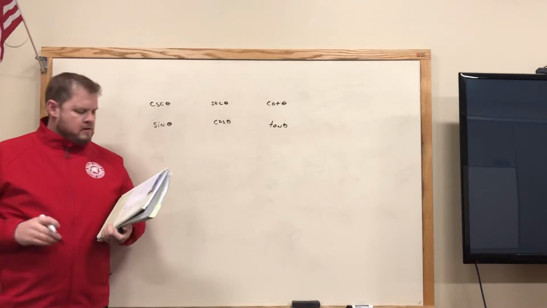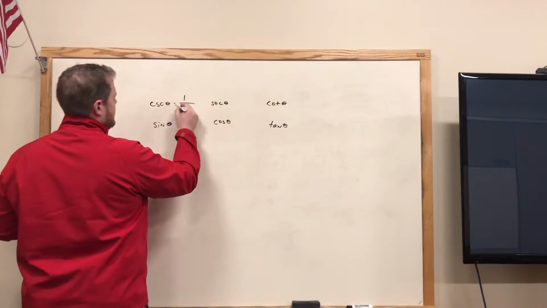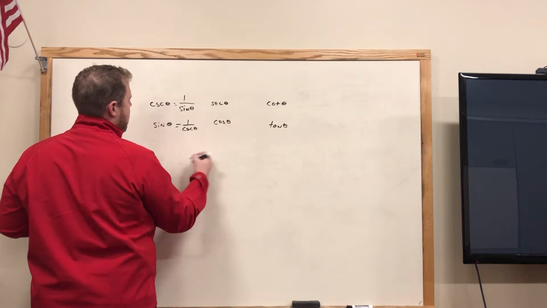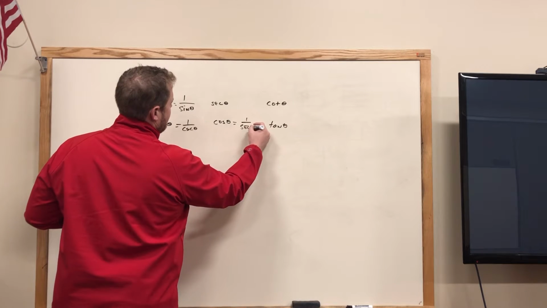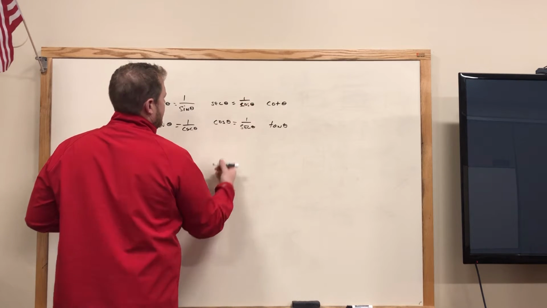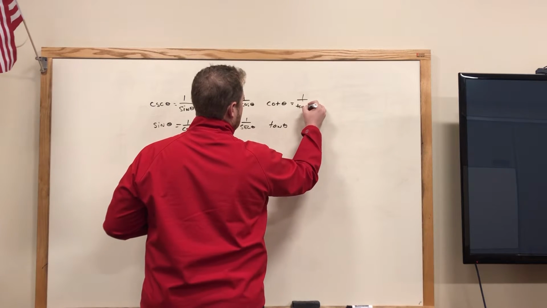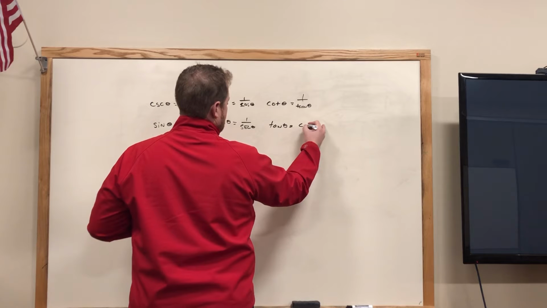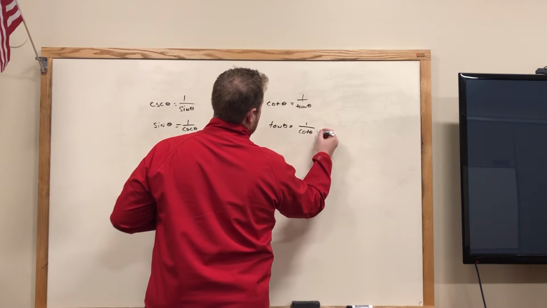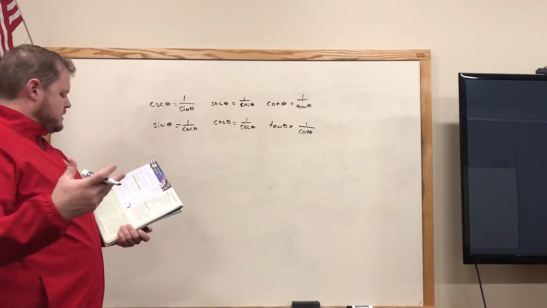Ready? If it was cosecant, another way to write that is 1 over sine theta. Sine is 1 over cosecant theta. Cosine is 1 over secant theta. Secant is 1 over cosine theta. Cotangent is 1 over tangent, and tangent is 1 over cotangent. So those are the reciprocals. They just make sure that they're reciprocals of each other, all right?